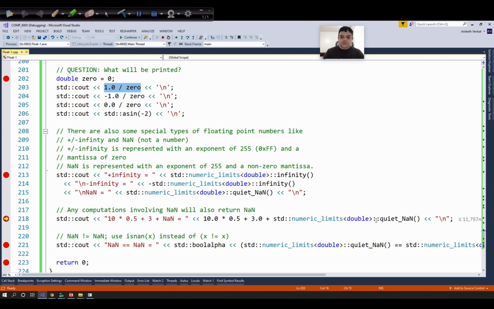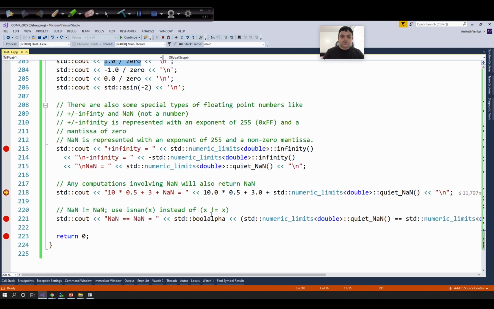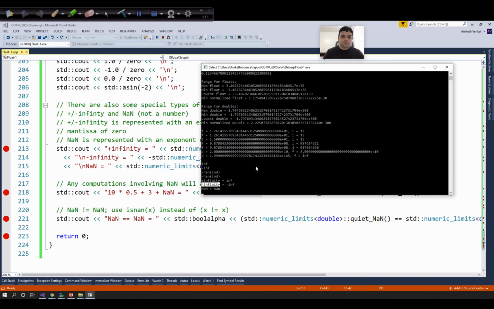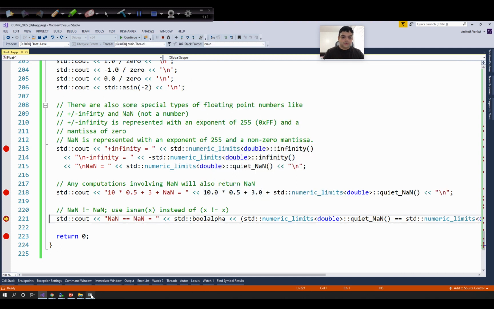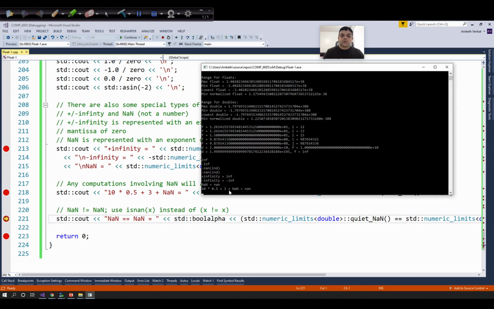So next, let's look at some arithmetic with nans. So here I'm adding 10.0 times 0.5 plus 3.0 plus nan. So let's see what happens. Will the result be still not a number, or will the result only do the arithmetic before the nan? So let's continue. Notice 10 times 0.5 plus 3 plus nan is equal to nan. So if you add not a number to any other floating point numbers, the result will always be a nan.